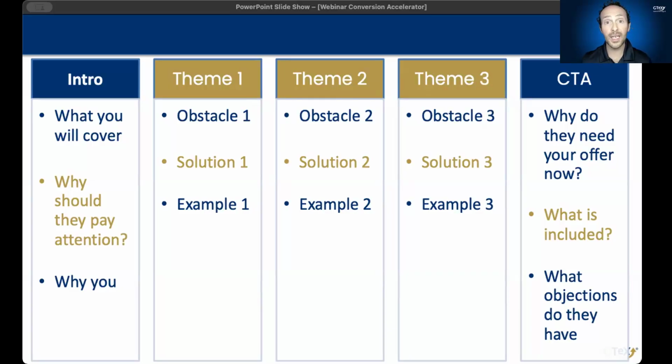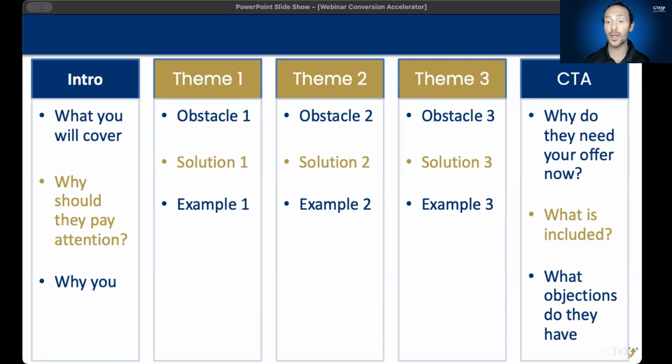So when we're thinking about the themes and the content, your content is there to answer the objections that your clients have. It's not what do I want to talk about, it's what do they need to hear so that they can buy. And we do that for 1, 2, and 3. And then finally, we have the call to action.